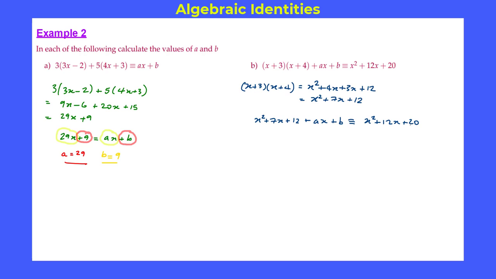plus 20. Now we can see we've got the same number of x squareds on both sides, so we can ignore that. Here I've got a 7x and an ax, 7x plus ax. On the right-hand side I've got a 12x. They must be the same. So 7x plus ax must equal 12x, or 7 plus a must equal 12, and you can deduce that a must equal 5. Similarly, we've got a 12 plus b on the left-hand side and a 20 on the right-hand side. So therefore b, by subtracting 12 from both sides, b must equal 8.